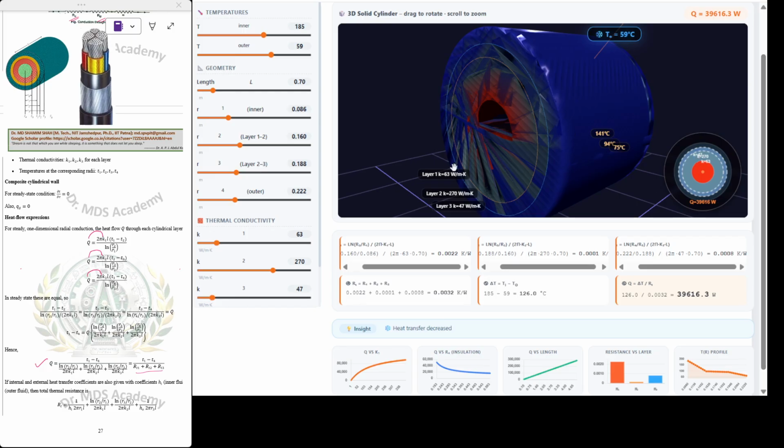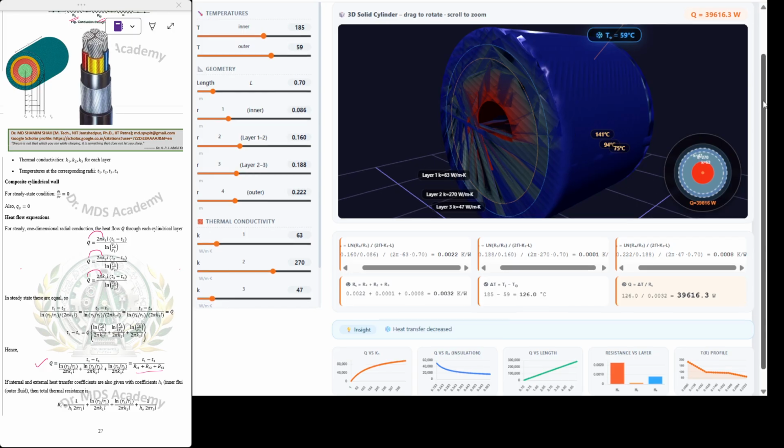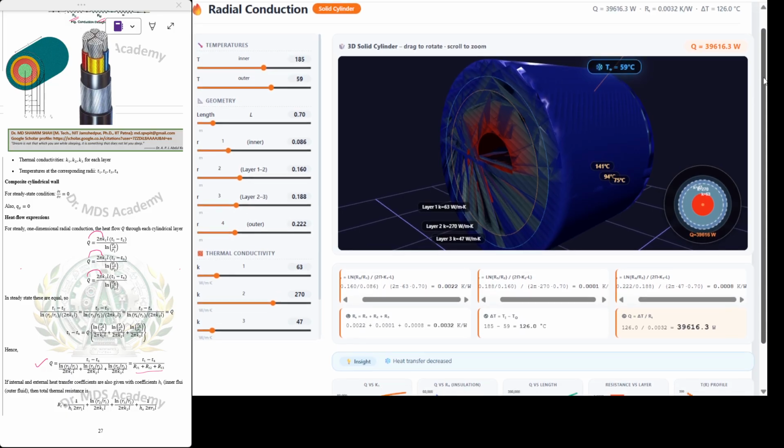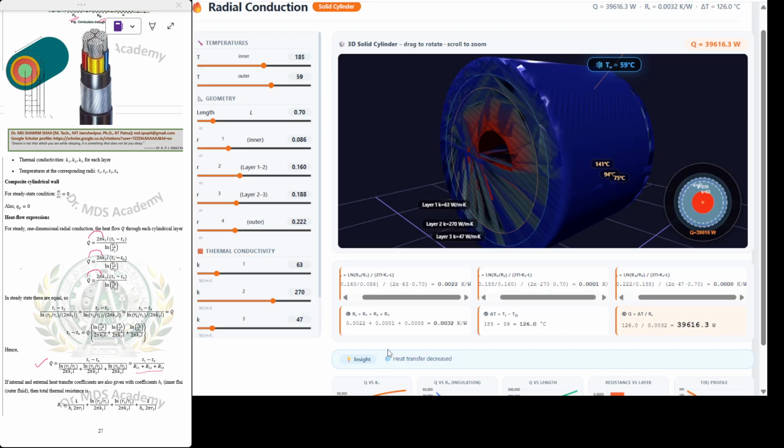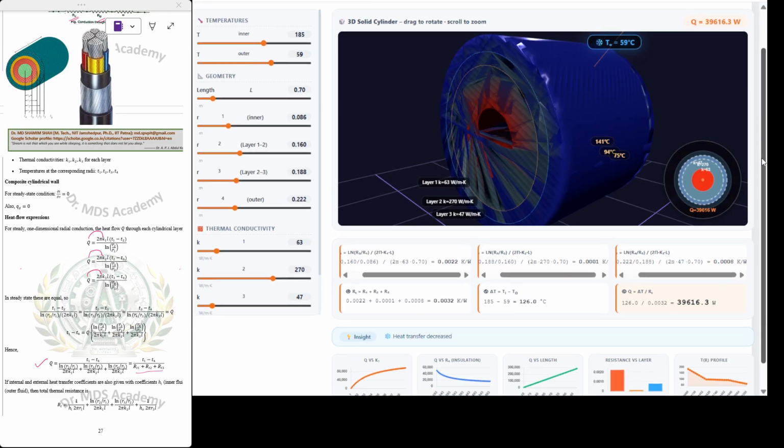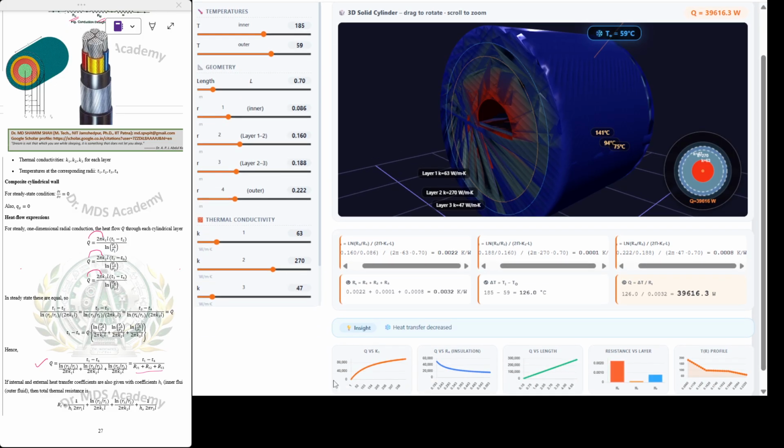So this was all about how the conduction takes place in a composite cylinder, which is mainly used in cables and steam power plants, where steam or high temperature fluid has to be transported.